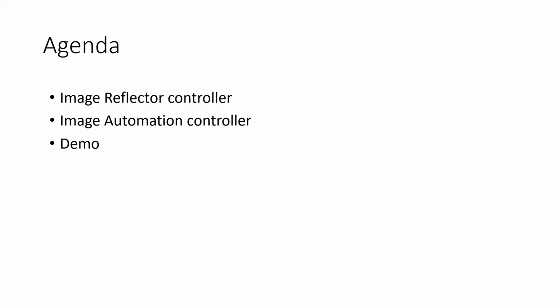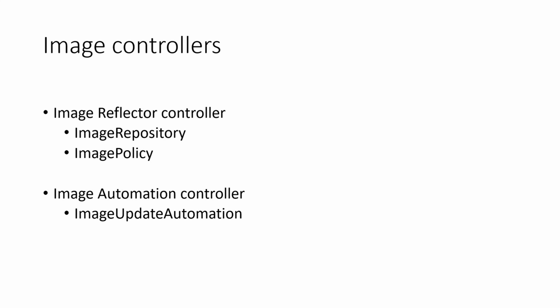Let's look at the image controllers in detail. We have two of them: the first being the image reflection controller and the other one being the image automation controller. In the image reflection controller, we have two custom resource definitions, or CRDs. The first is the image repository. With the image repository, we can specify the specific container that needs to be scanned in a container registry.